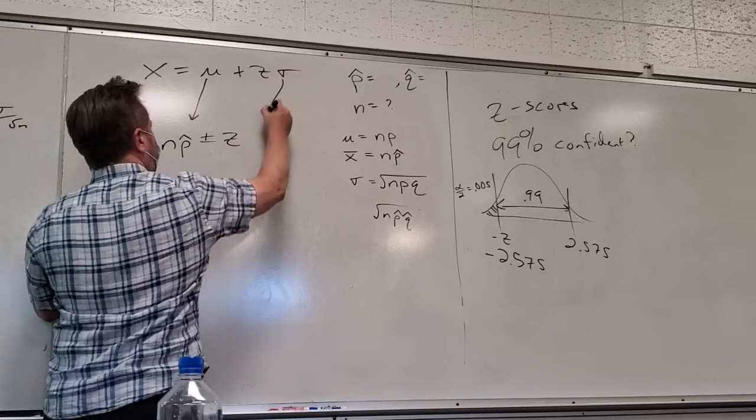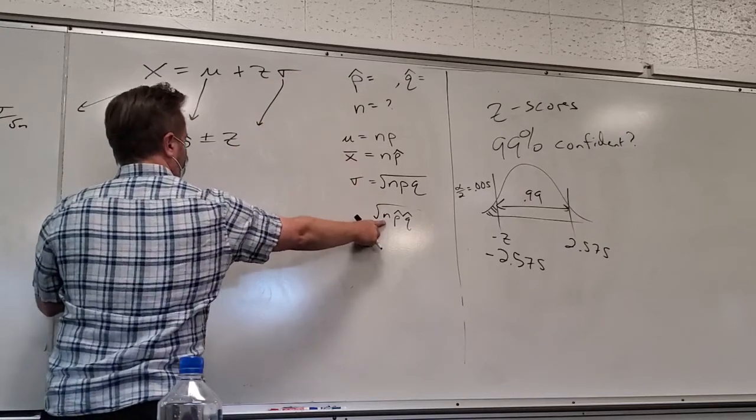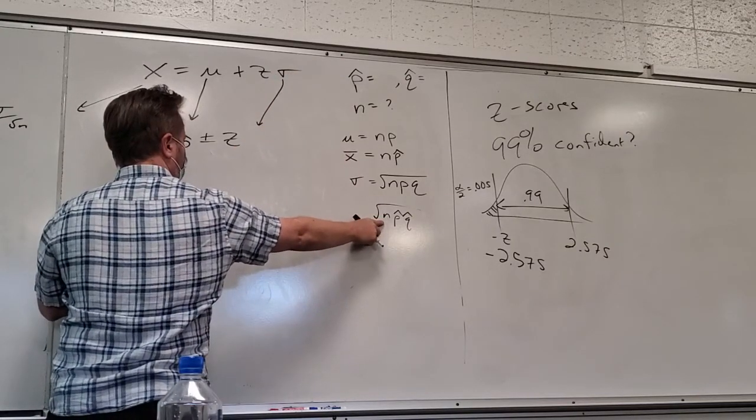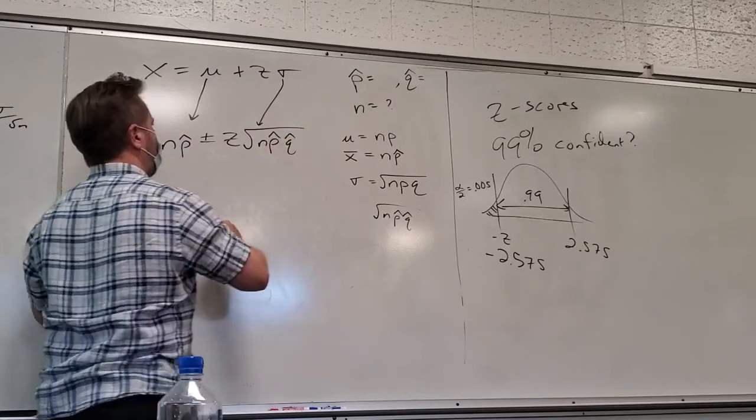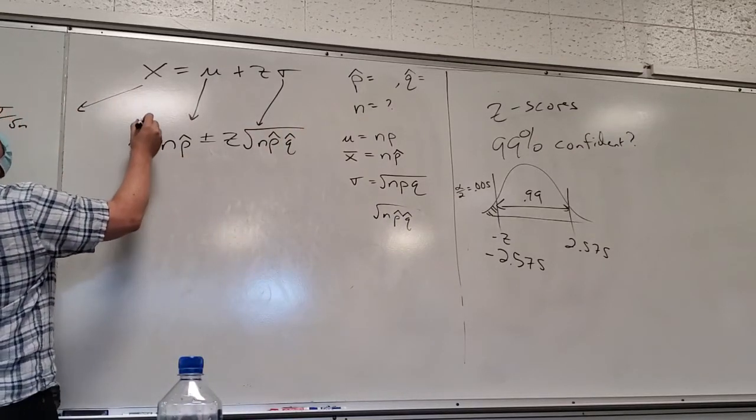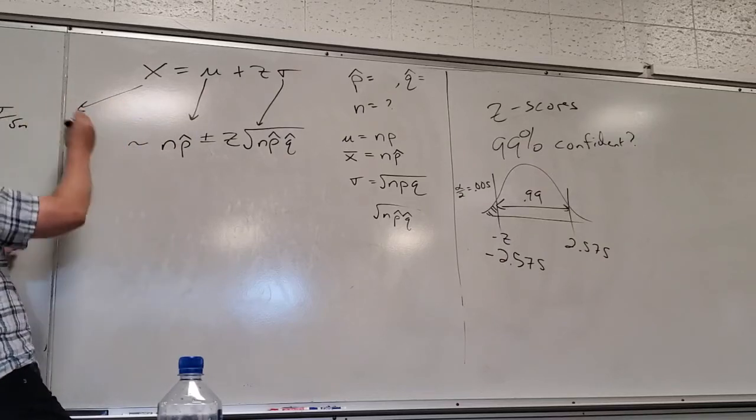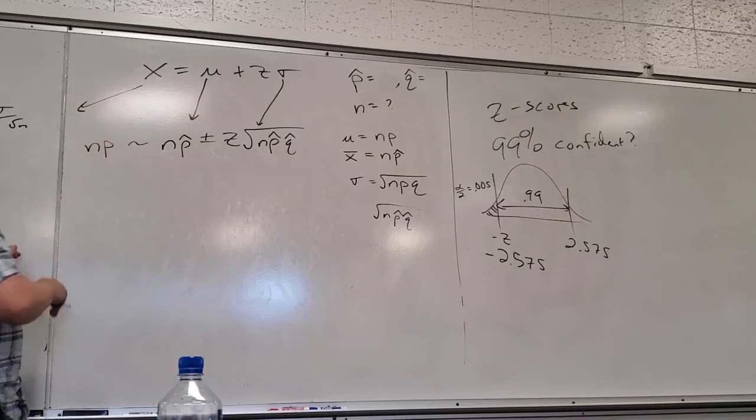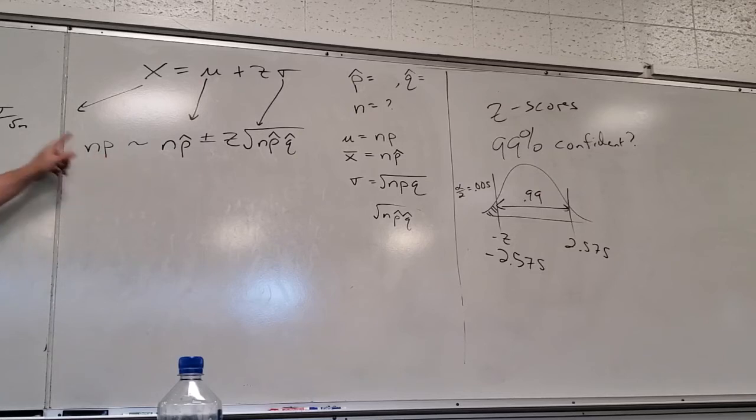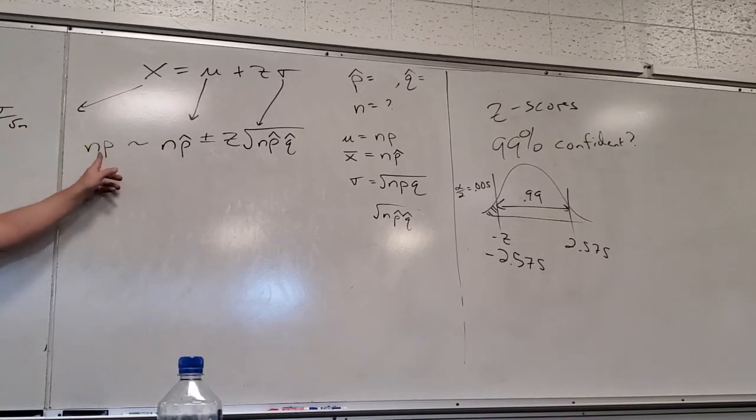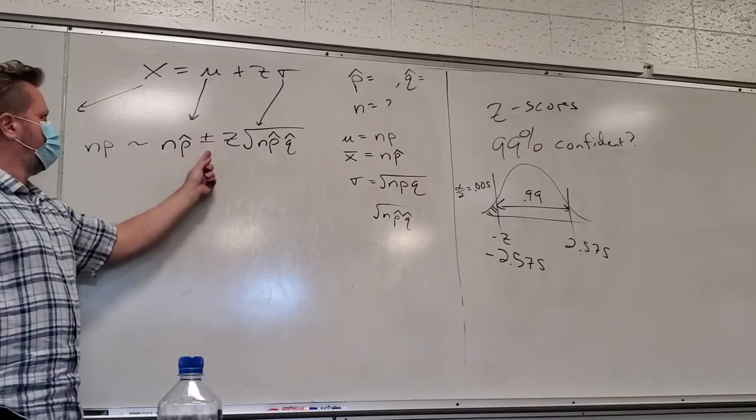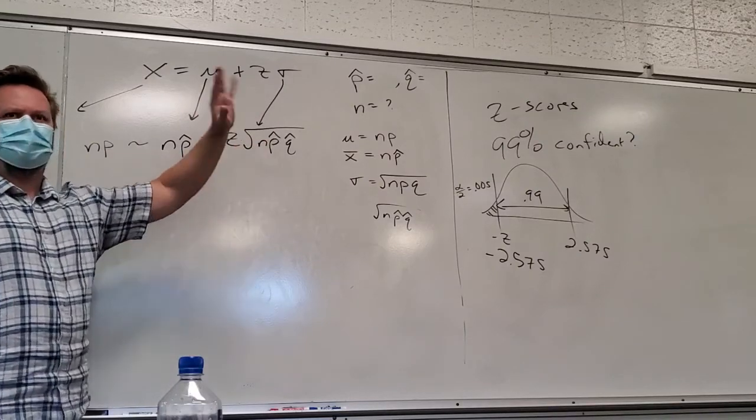But what do I replace this with? I replace that with this, because that's the standard deviation in this situation. And this catches the real mean. Is that cool? What is this confidence interval going to do? It's going to catch the real mean. So here's the sample mean, give or take z times the sample standard deviation.